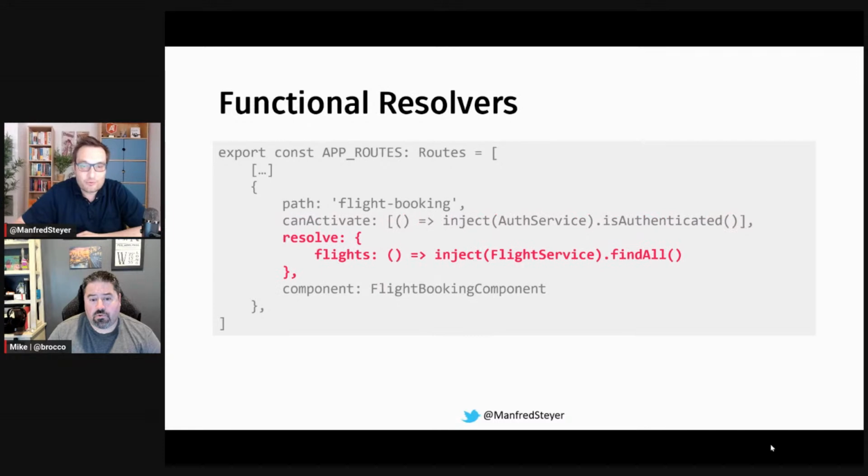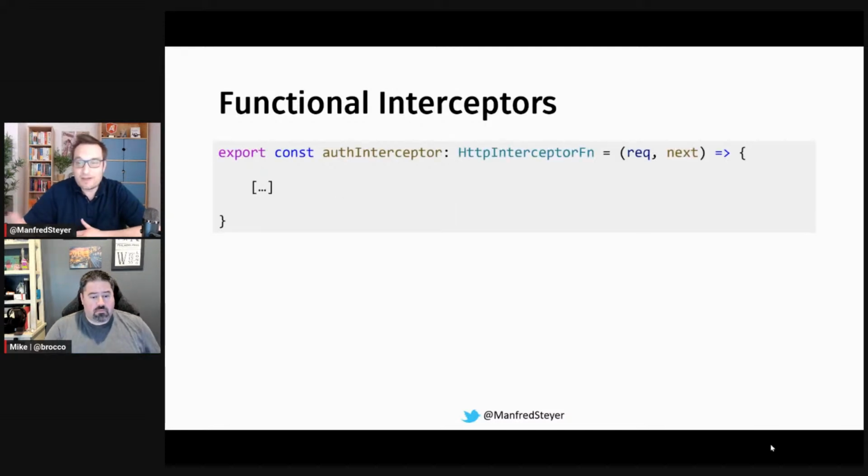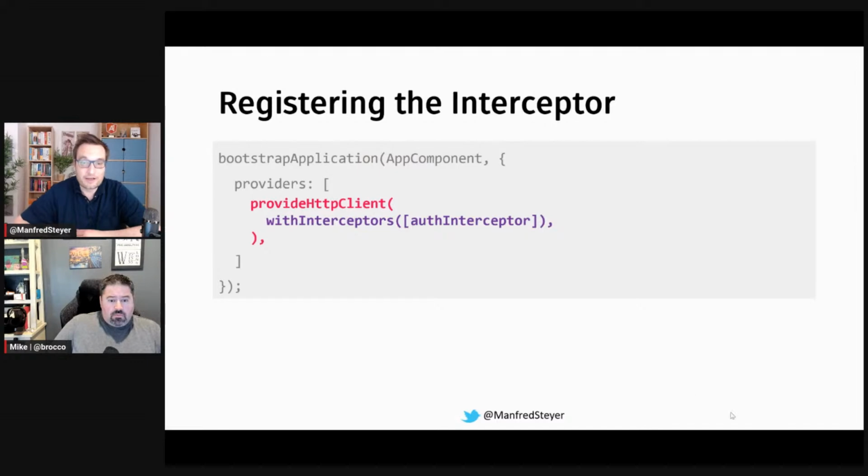We have the same situation with resolvers. They are also functional now, and they can be just a lambda expression. And we have the same situation with interceptors. They are also functions now, and you can provide them as an optional feature with the HTTP client. It comes with this withInterceptors function, and this allows you to activate the code for interceptors. Here you pass in your very interceptor.